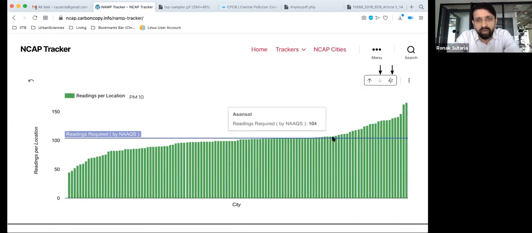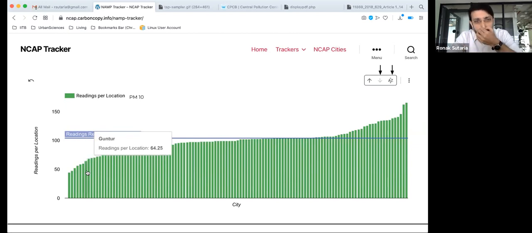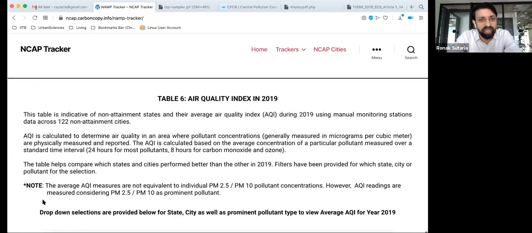All of the ones below the blue line are the ones that have not reported an adequate number of readings. So at least the bottom 10 locations, like Guntur again, has only reported 64. So even though their PM readings might be lower for the year, it could also be because it has not captured the real PM levels through the year.